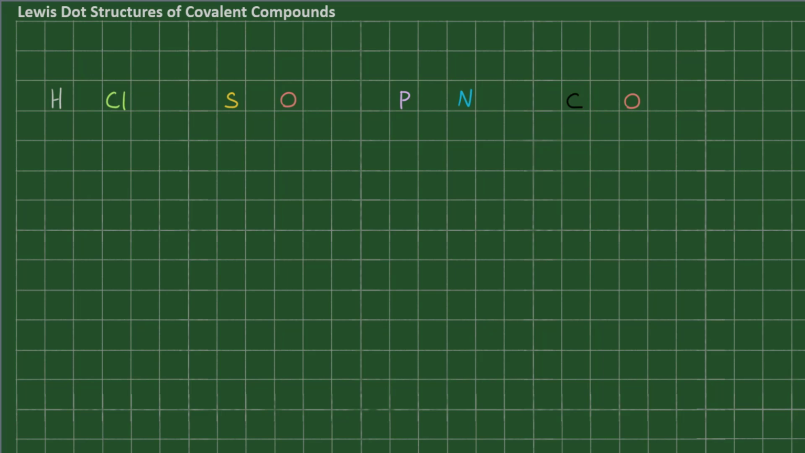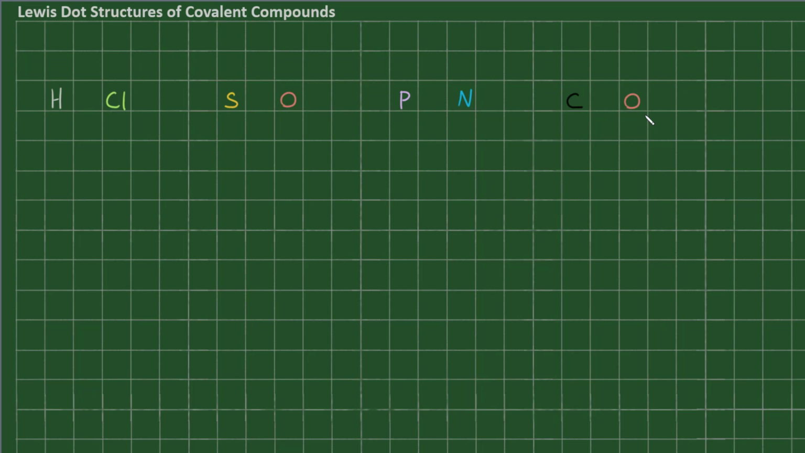Hello good people, I'm going to explore the Lewis dot structures of covalent compounds. I have listed 4 pairings: hydrogen and chlorine, sulfur and oxygen, phosphorus and nitrogen, and finally carbon and oxygen. I aim to determine the structural formula for each of these pairings. Before I do this myself, I invite you to try doing it on your own.